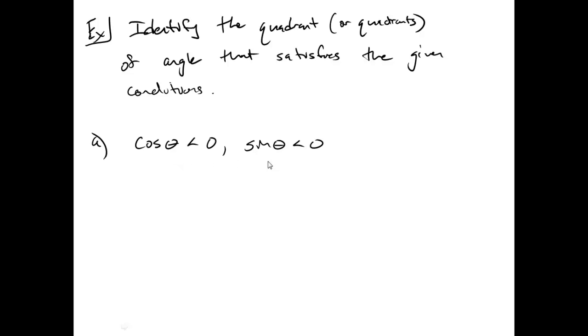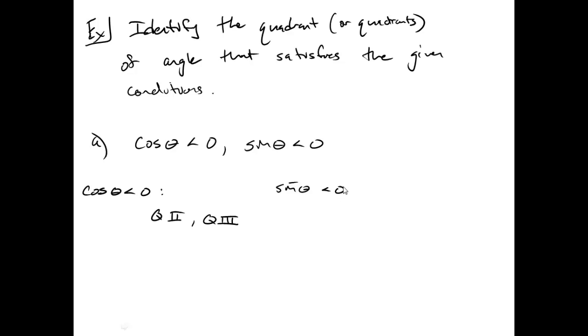Now if I have cosine theta less than 0 and sine theta less than 0, let's talk about what each of these means. First off, theta is the same angle in both, so it has both these properties. Cosine theta less than 0 tells me that I'm either in quadrant 2 or quadrant 3, because cosine is negative in quadrants 2 and 3. It's positive in quadrant 1, and it's positive in quadrant 4, because in quadrant 1 they're all positive, and in quadrant 4 only cosine and secant are positive. So cosine being negative tells you that you're either in quadrant 2 or quadrant 3.